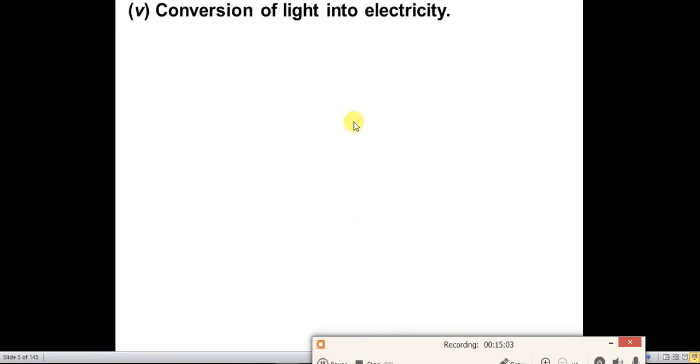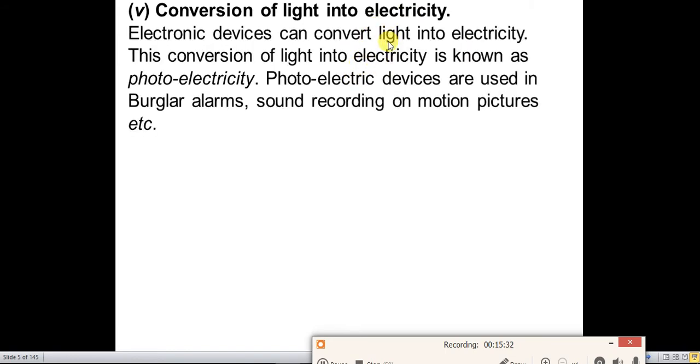Another function of electronic devices is to convert light into electricity. So you might have heard the word solar cell. A solar cell is made of semiconductor material. Photovoltaic cell, it is made from semiconductor material, silicon. So by using these electronic devices, we can convert light into electricity. This process of conversion of light into electricity is called photoelectricity. And this can be used in burglar alarms, sound recording systems, etc.